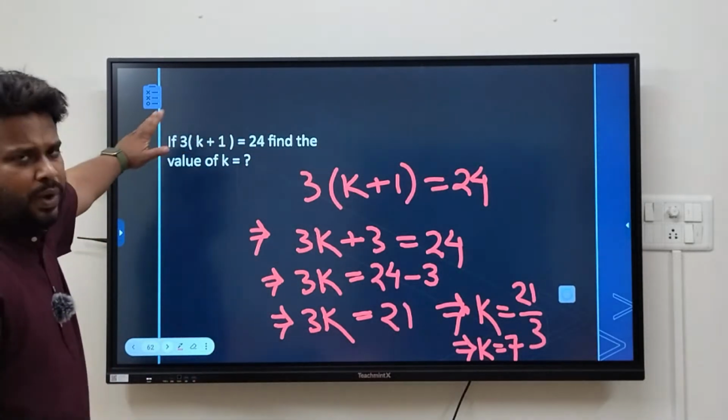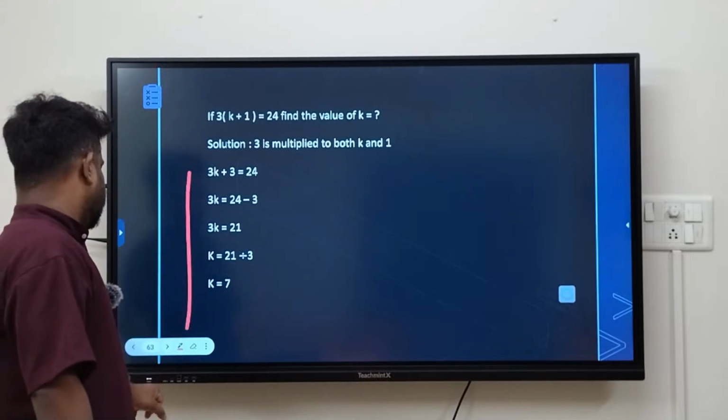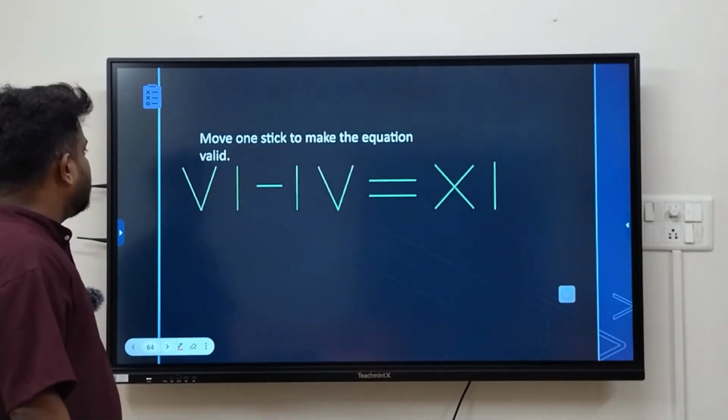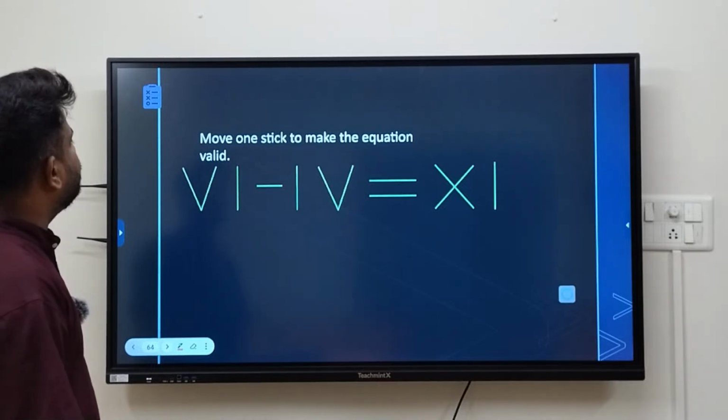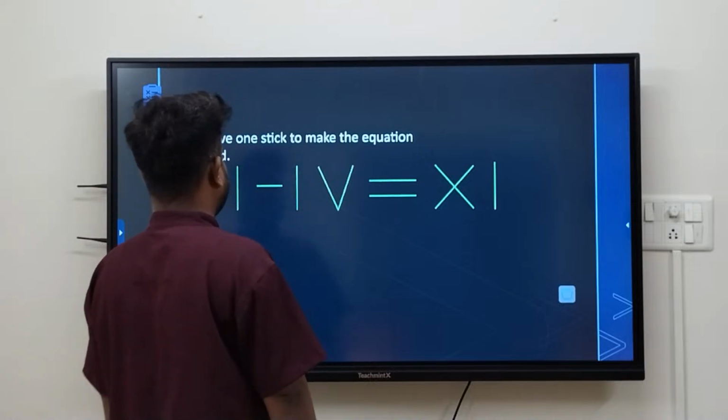Okay, this one is quite an easy one. Yes. Let's go to the next one. Okay, move one stick to make the equation valid. Okay, this one is another reasoning question.